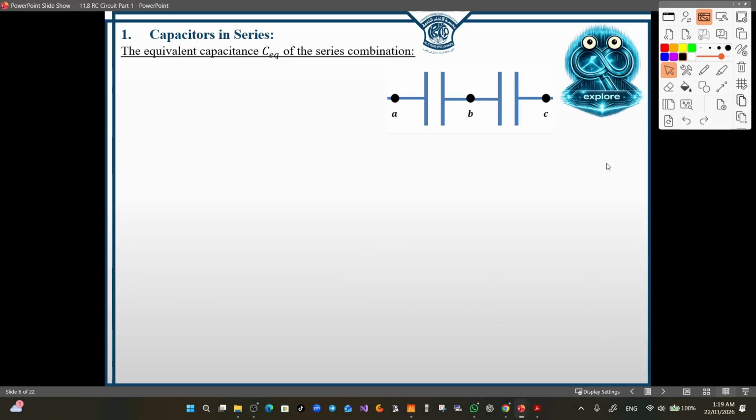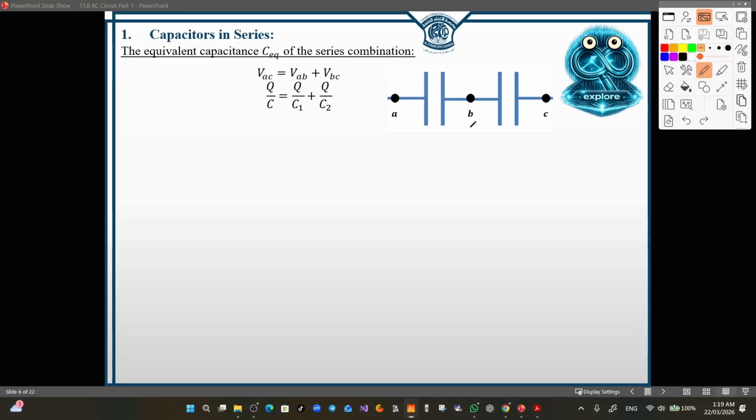Now let's find out how we can find an expression for the equivalent capacitance in a series combination. We know that VAC is equal to VAB plus VBC. Now our target is to reduce this electric circuit into one single capacitor. This capacitor will have the same electric potential difference across it, the total potential difference, which will be VAC. So this is VAC, or the C equivalent, and the charge across the two capacitors will be the same as the charge in the C equivalent.